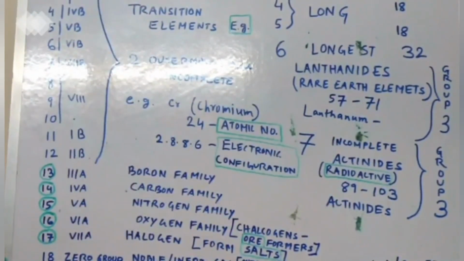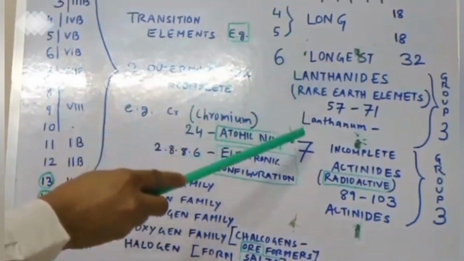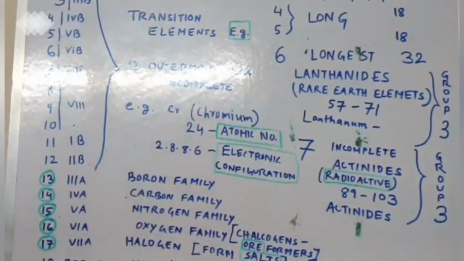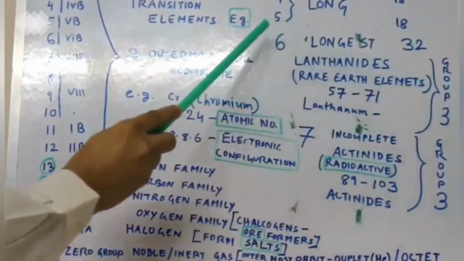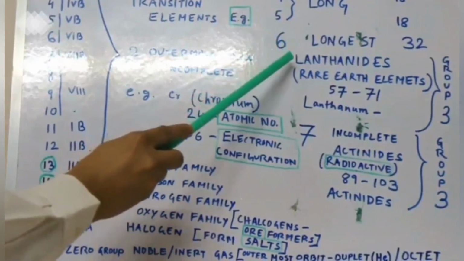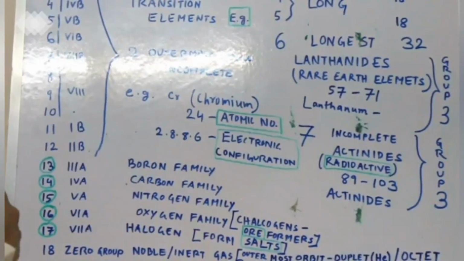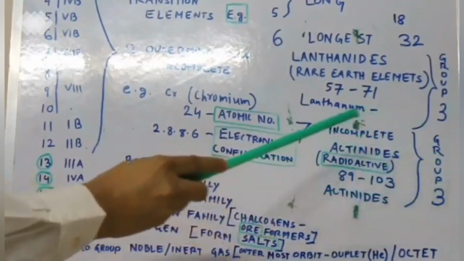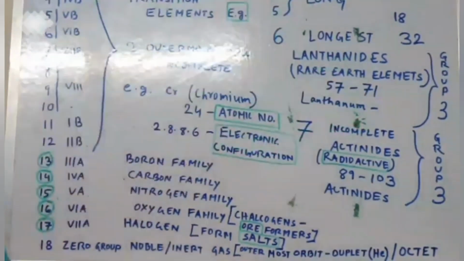Now, one thing I must tell you about period number 6 and period number 7, one thing you have to remember: group 3, period number 6, consists of lanthanides. This you have to memorize. And another thing, group 3, period number 7, consists of actinides. This you have to remember.